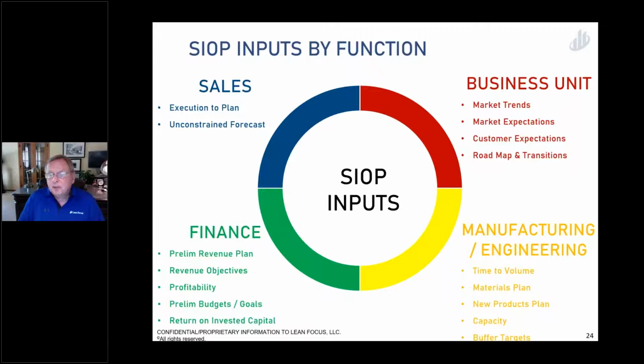The business unit's looking at market expectations, the customer expectations. What is the demand lead times for your customers? What do you need to provide? What's the unconstrained forecast so that you can make sure that you can actually build or sell what the customer wants? And then do you have the capacity in manufacturing and engineering to produce that?